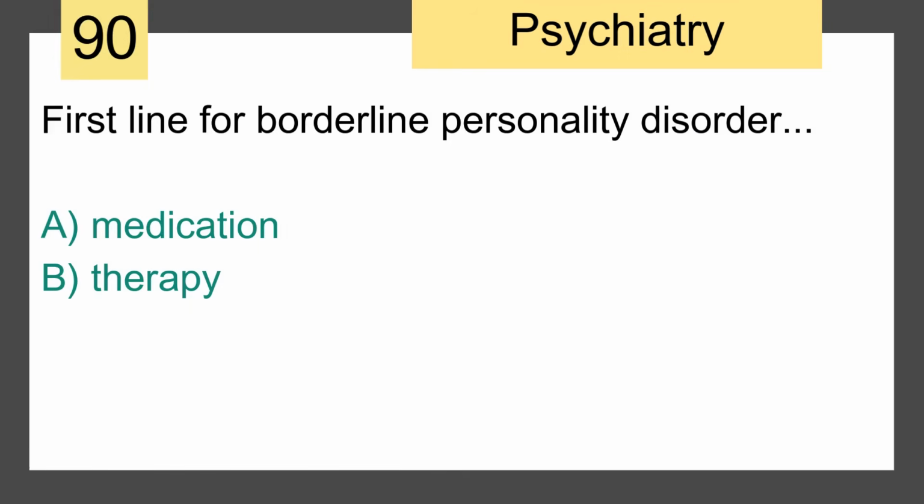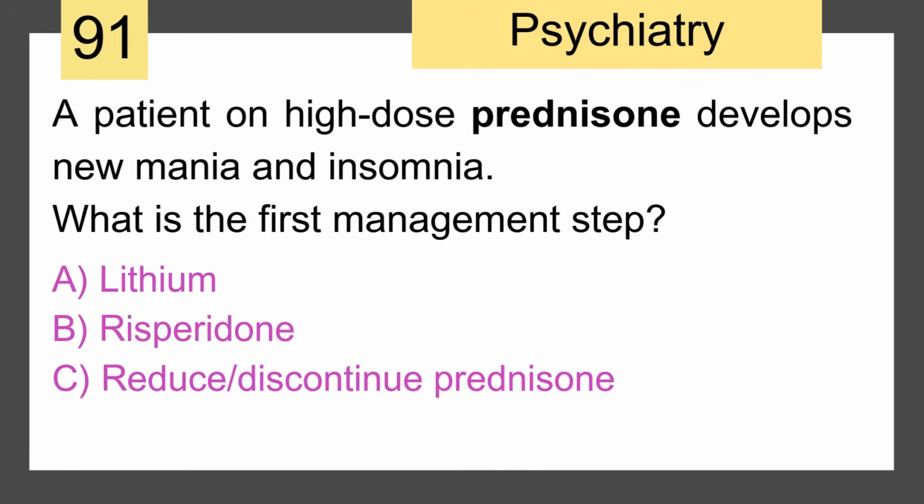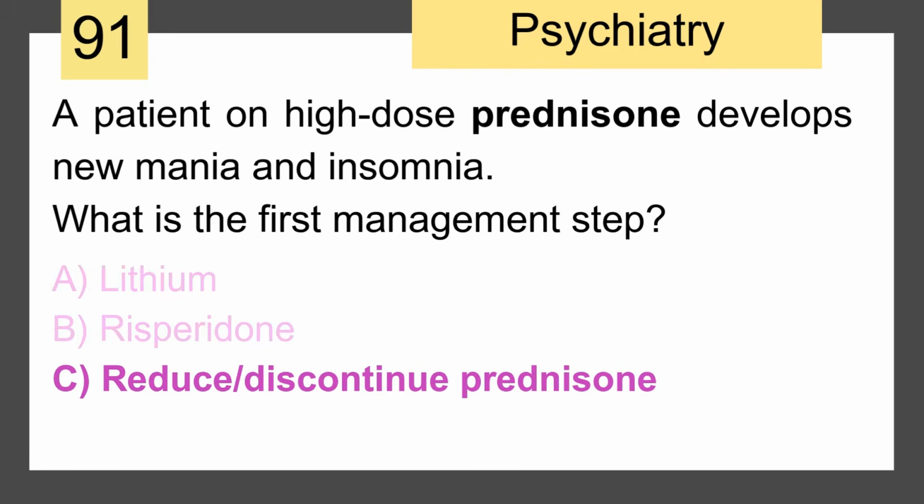Question 90. The first line for borderline personality disorder is therapy. Dialectical behavioral therapy. Question 91. A patient on prednisone develops mania and insomnia. We have to reduce the steroid which may be causing these symptoms. That's the trigger.